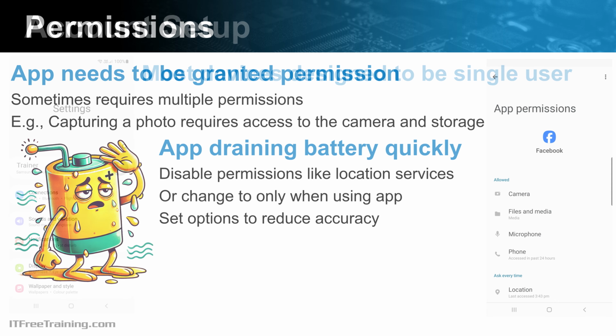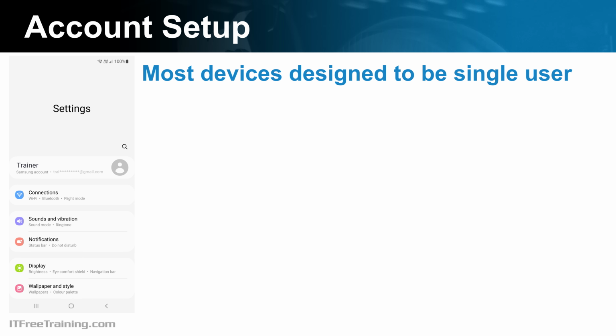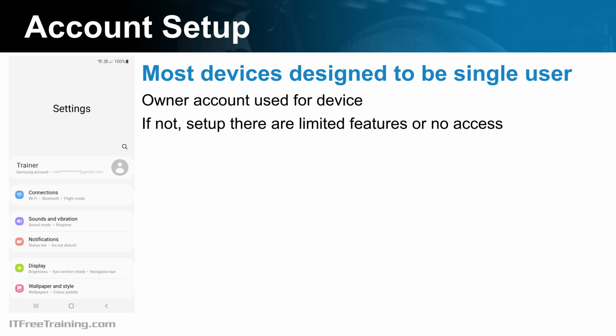for that app. Most mobile devices are designed to be single user. An owner account is generally set up for the device. This is the main account used for the device. If not set up, the device may have limited features or no access. For example, many Apple devices require an account to be set up when the mobile device first starts up. You won't be able to use the device without it.